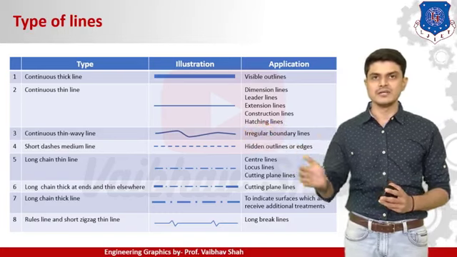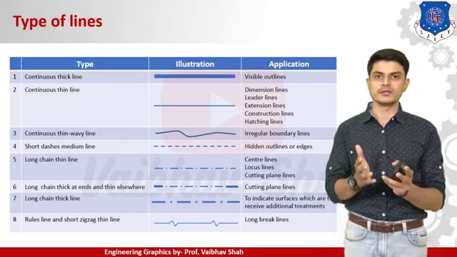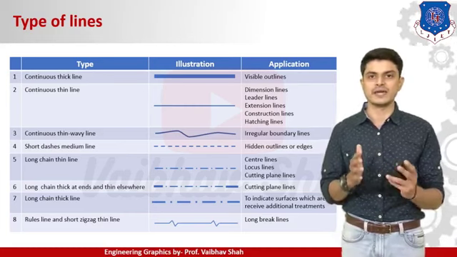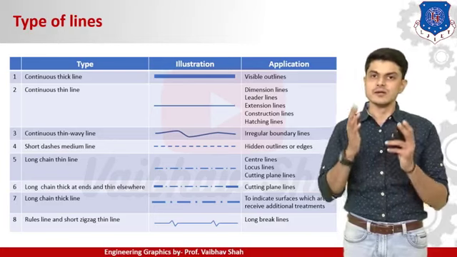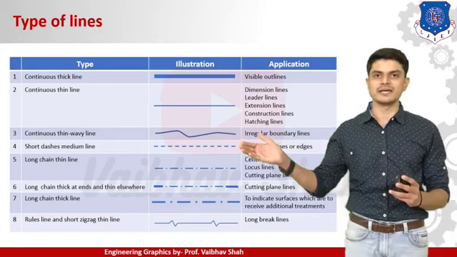So this is kind of a line. So these are the irregular boundary surface lines. We will be showing these lines in most of the civil engineering or mechanical applications where your surface is having irregular boundary surfaces. Then after we will be having short dashes, medium line like this.